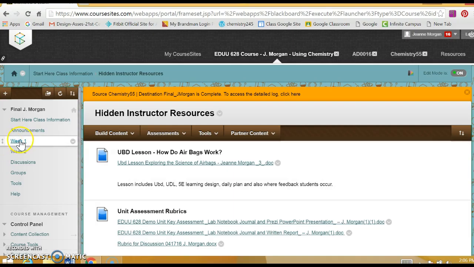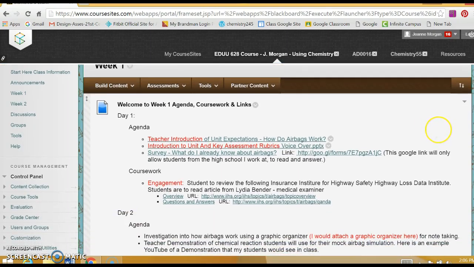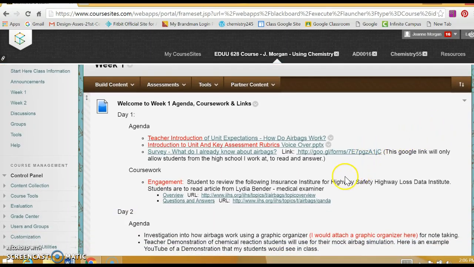So let's just start with week 1. You can see some of the strategies that are going to be used. They are all built into it day by day. Right off the bat, there's a couple of PowerPoints with voiceover for the students. One's just a teacher introduction. The second one is talking about the key assessment for the students, so they already know what's going to be expected of them. I've also included in here a survey.